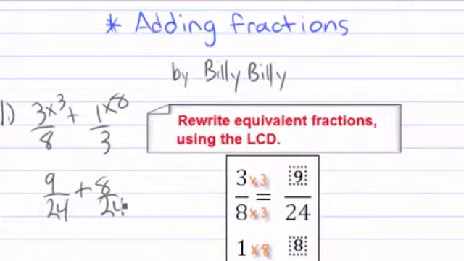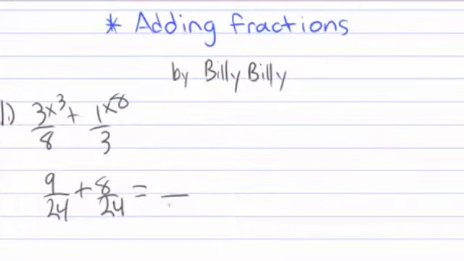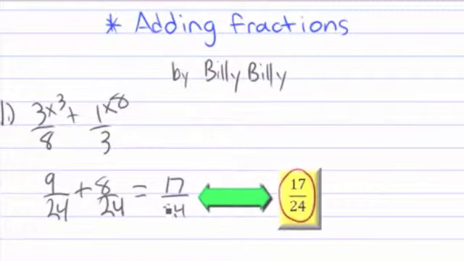Now, when you're adding fractions, you don't really add the denominators together. You just keep one of the denominators. So we'll just do 24, and 9 plus 8 equals 17. And so since that's in the lowest terms, the answer is 17/24.